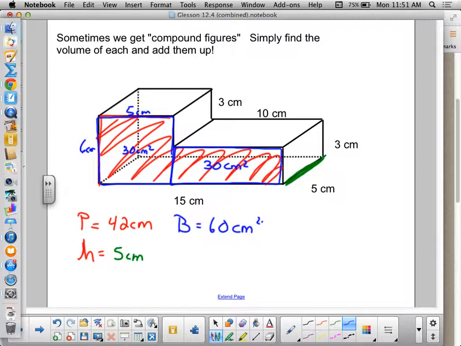And we're golden. To find the rest now, the lateral area is the perimeter of the base times the height. 42 times 5, that'd be 210. The total surface area is the lateral area plus 2 bases, so 210 plus 120 would be 330. And the volume is the base area times the height, 60 times 5 would be 300 centimeters cubed.